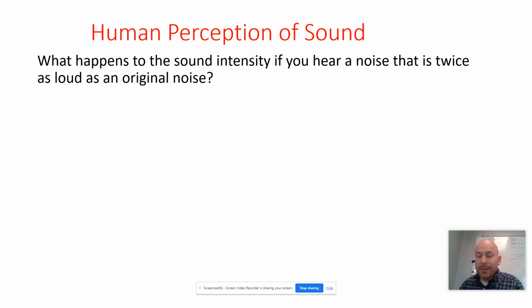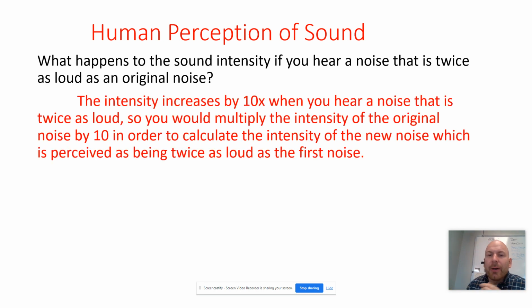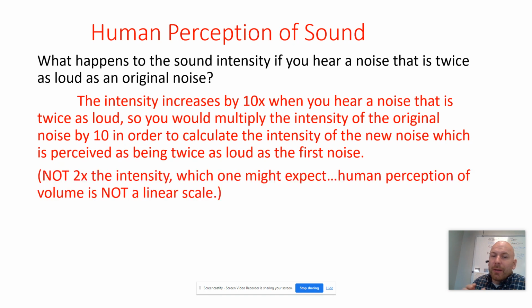So here's where it gets a little crazy. What happens to the sound intensity if you hear noise that is twice as loud as an original? You hear a noise and then you hear something and think, whoa, that's twice as loud. Turns out that the intensity didn't double, but it actually increased by a factor of 10. So you're multiplying the intensity by 10. So 10 times the intensity when you hear something that is twice as loud. What this shows us is human perception of hearing is not a linear scale with regard to intensity. So it gets a little crazy.